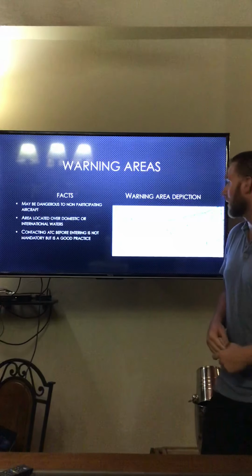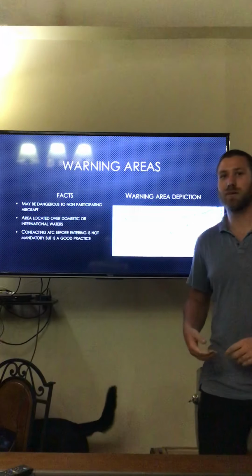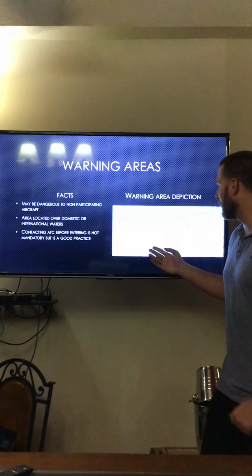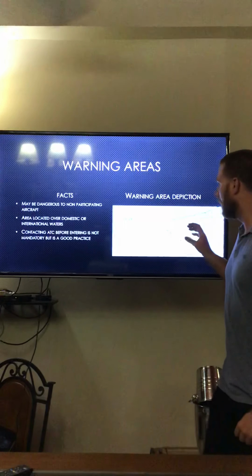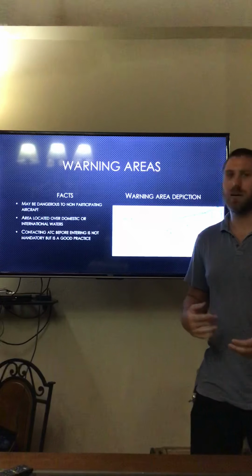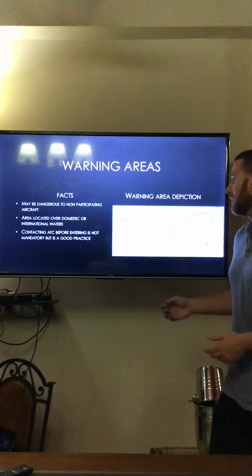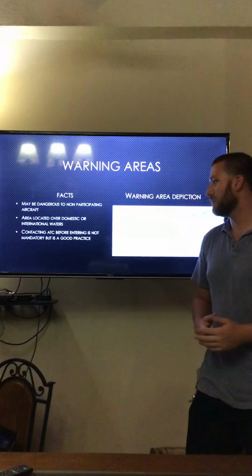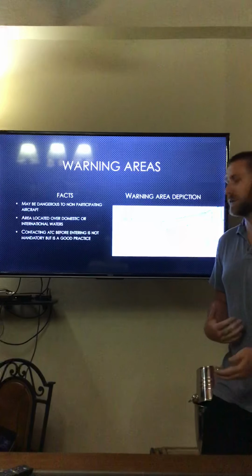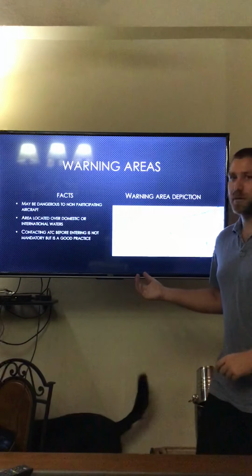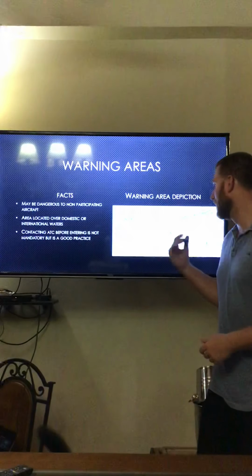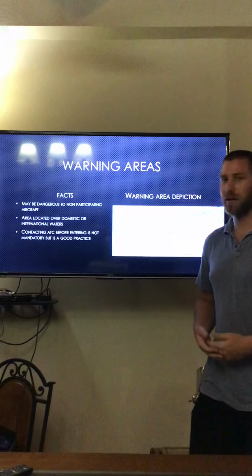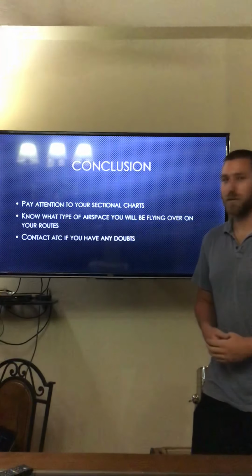And the last one is the warning areas. Warning areas, you see these mostly off of the coast of the United States. These are on the coastlines and the oceans. Here they dictate there'll be a solid blue line with hash marks inside and may be dangerous to non-participating aircraft. Also, the area is located over domestic or international waters. Contacting ATC before entering is not mandatory, but it's a good idea and it's a good practice. They can be doing naval vessels practice, boarding and unboarding, the shoring. So it's always a good idea to see what's going on inside warning areas before flying through them.